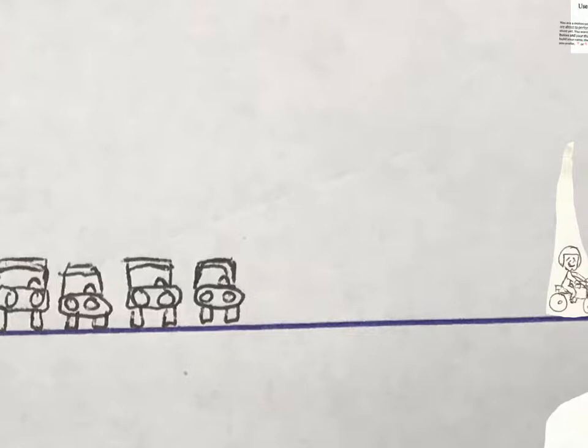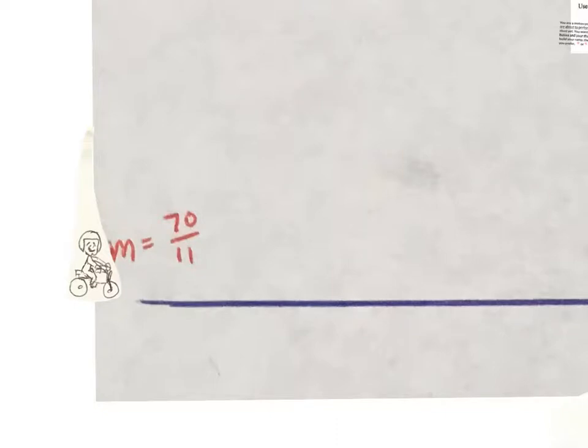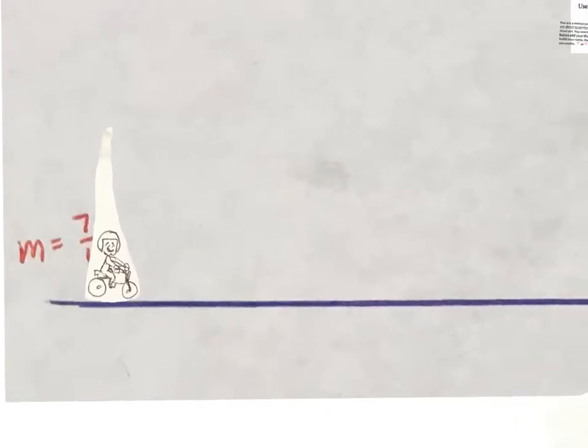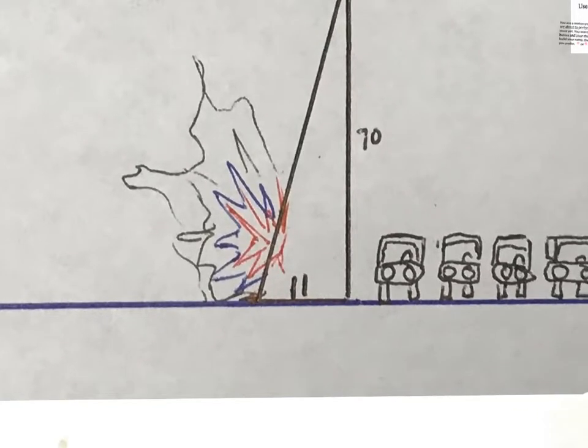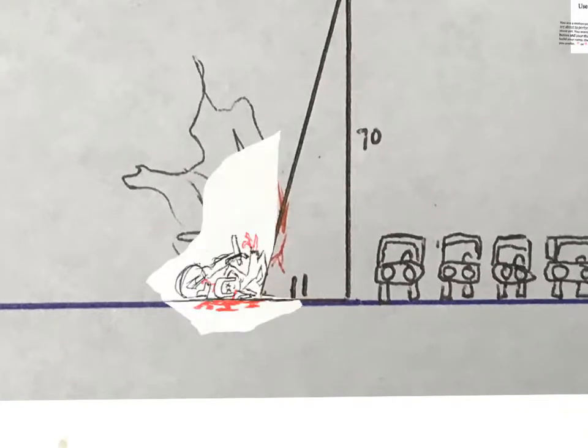Let's try option B. What if you said 70 over 11? You say 70 over 11. Here we go. We turn on our motorcycle, and you're nervous because you don't know if this is a good slope or not, but here we go. You turn it on. You're going as fast as you could, going super fast, then smack. You're dead. Yes, that's right.